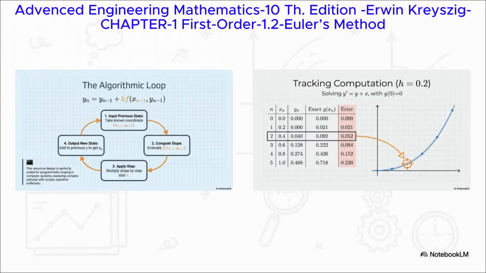When you run this algorithm, say with a step size of 0.2, you continually feed the output of one step right back in as the raw input for the next. So you compute the point at x equals 0.2, plug it back into the loop to get a fresh slope, and take another step to x equals 0.4. Your computer is literally walking point by point, tracing a discrete, stepped trajectory straight across the continuous direction field.